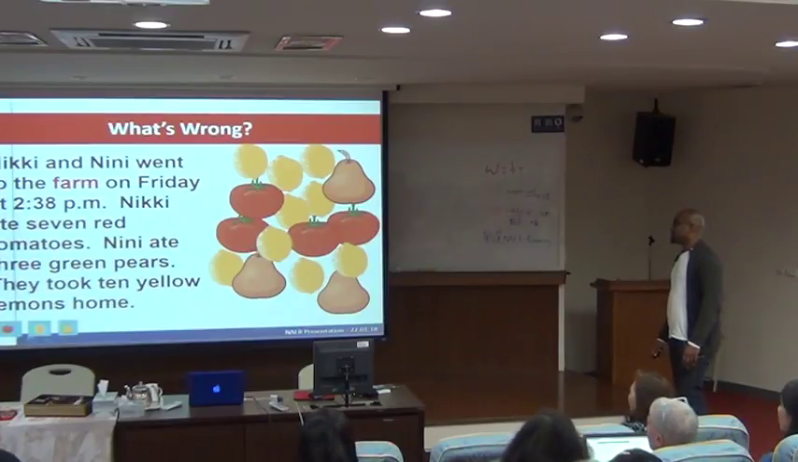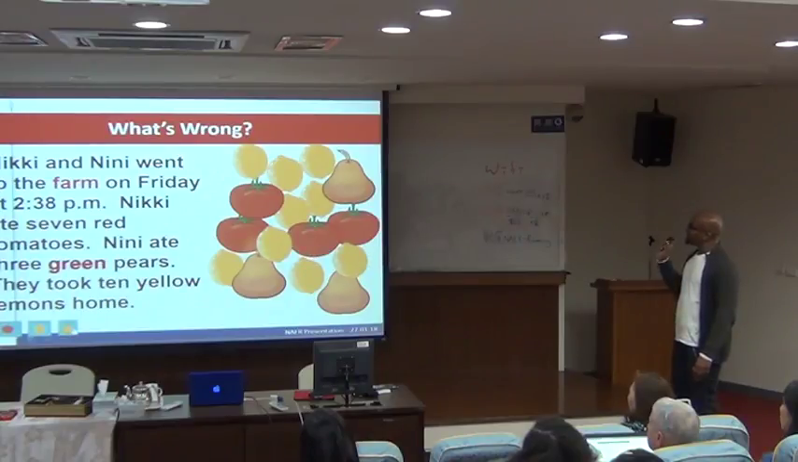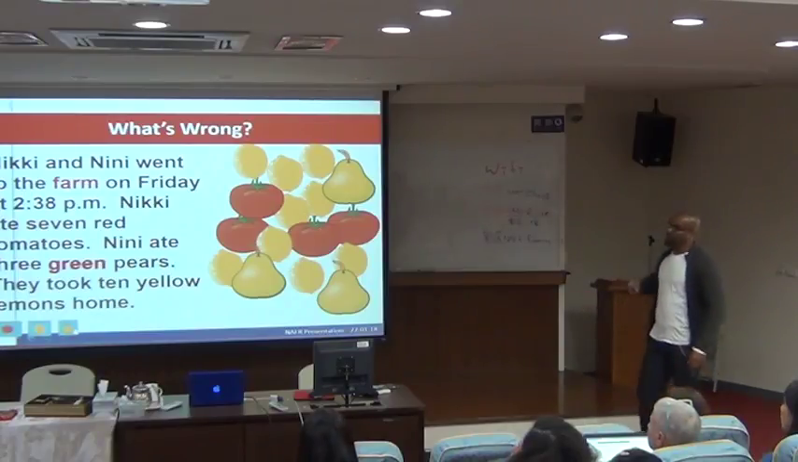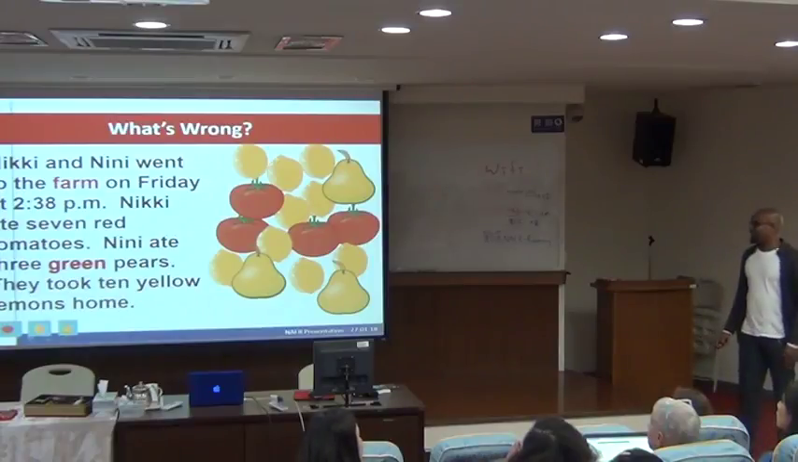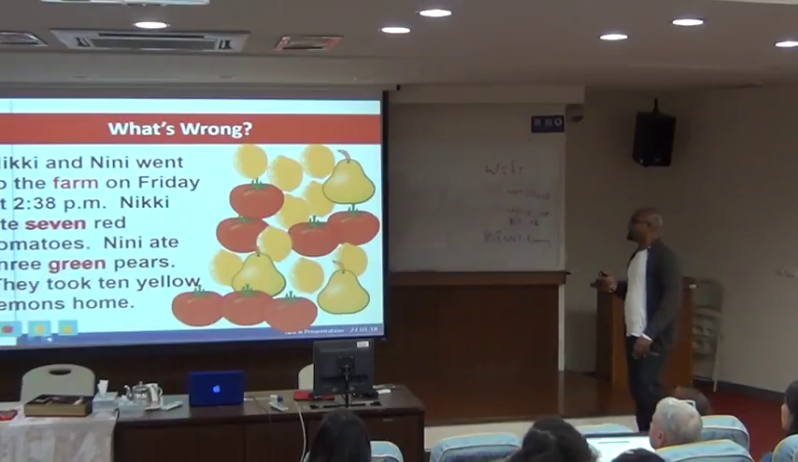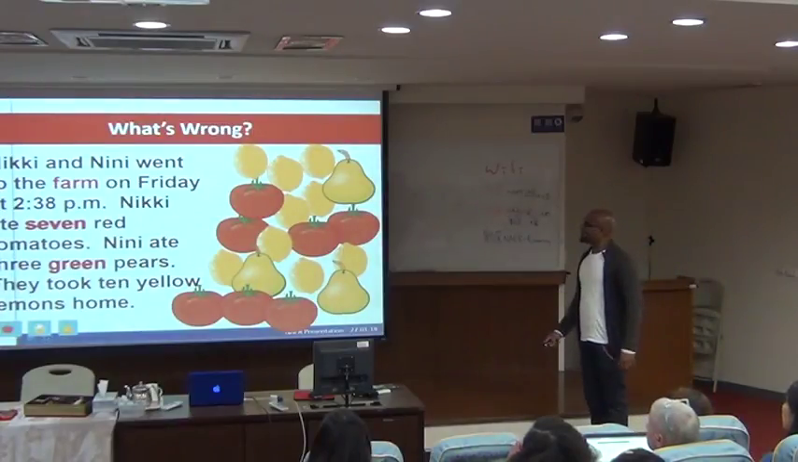Nikki only ate 4 red tomatoes. Okay. Where are the green pears? A good question. Where are the green pears? Okay, the color is off, but they're supposed to be green. On my screen, they're green. Okay, so we have green pears. What else? There's only 4. How many should there be? There should be 7. So we're going to add 3 more tomatoes. There we go. And what else is wrong? We need 1 more lemon. Okay, so we need 1 more lemon.